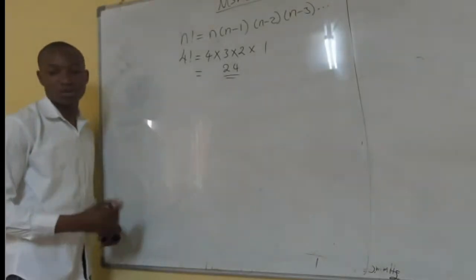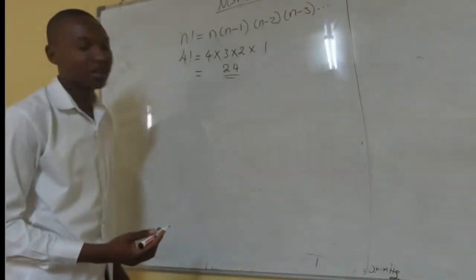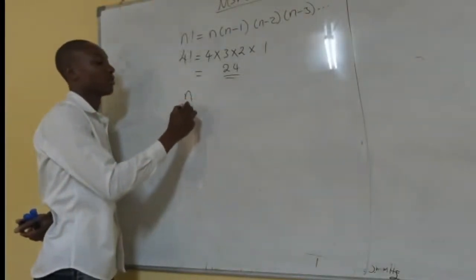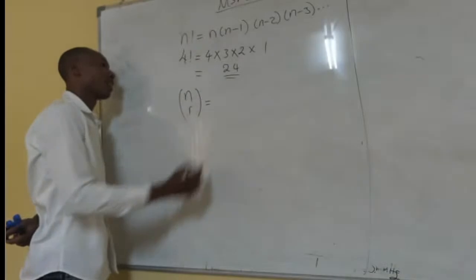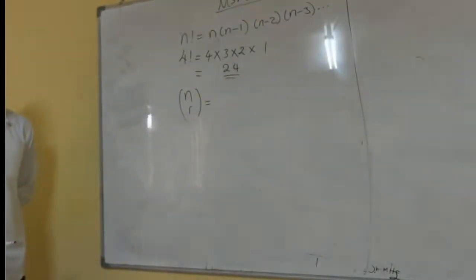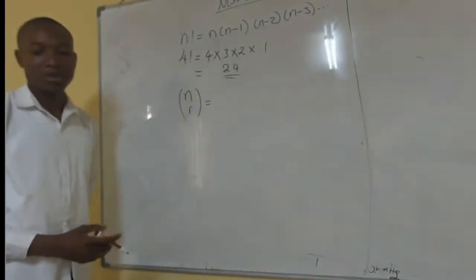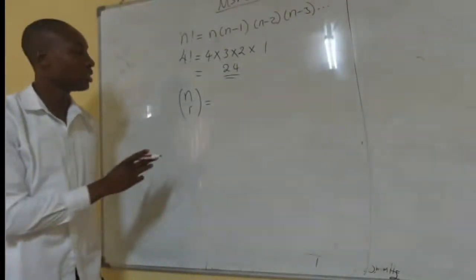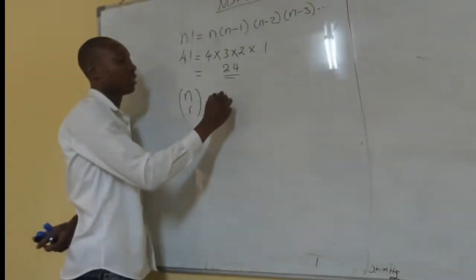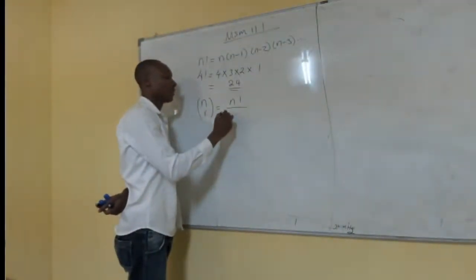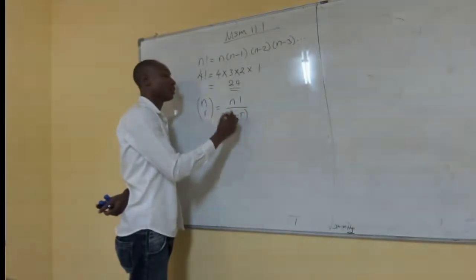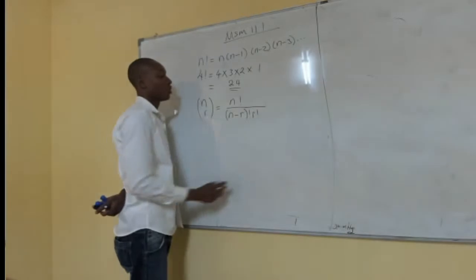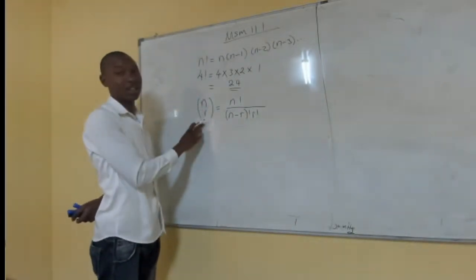Alright, so we can continue with that. The next thing that I would want to introduce is this. Assuming that you've been given n choose r, by definition, n choose r is n factorial over n minus r factorial r factorial. We pronounce this as n combination r.